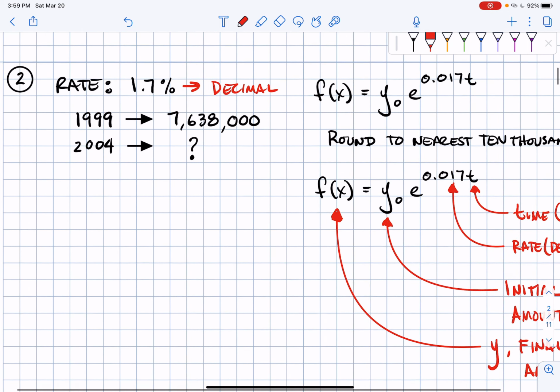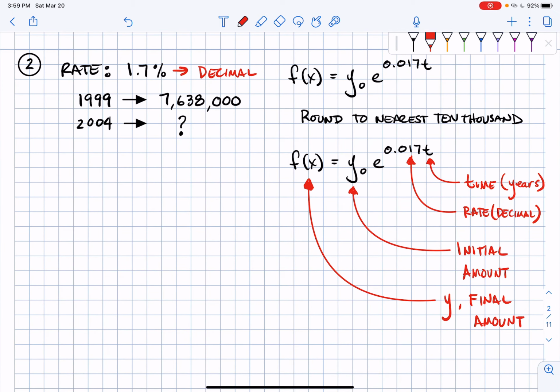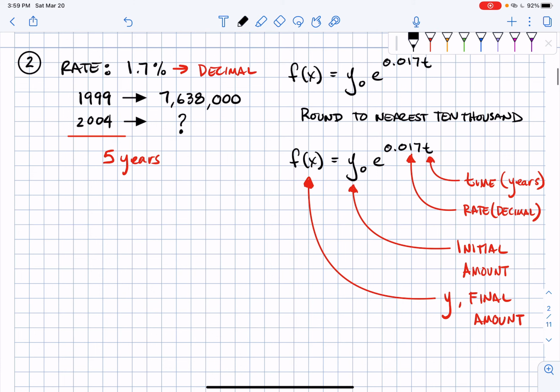Okay. So, with that being said, the rate is already put on there. The initial amount I know. The final amount is what I'm looking for. The only thing is that I need the time. So if you look at the time, how many years is from 1999 to 2004? Well, that is going to be 5 years. Okay, so that means 5 years is my time. All right, so let's go ahead and find this.